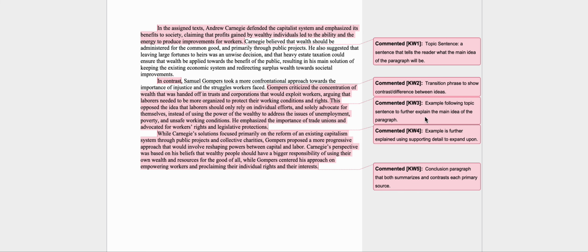For the third comment, it says example following topic sentence to further explain the main idea of the paragraph. If you already noticed, the first sentence will always be the topic sentence. Here, the writer gave an example, right? They provided an example to further explain what that topic sentence means.